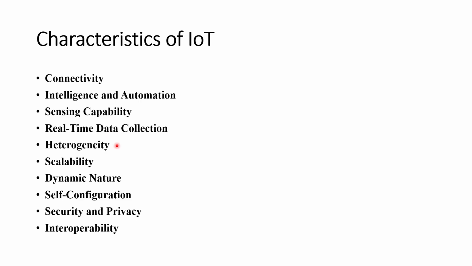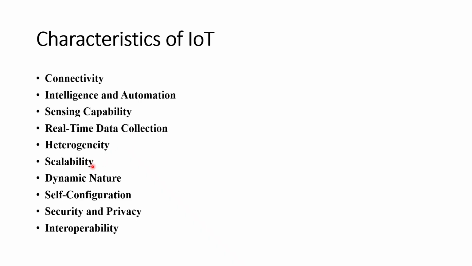Then heterogeneity. IoT includes different types of devices, platforms, communication technologies, etc. Devices from various manufacturers work together in one network. That is the property of heterogeneity. Scalability, which means it can support a large number of connected devices. Networks can expand easily as more devices are added.